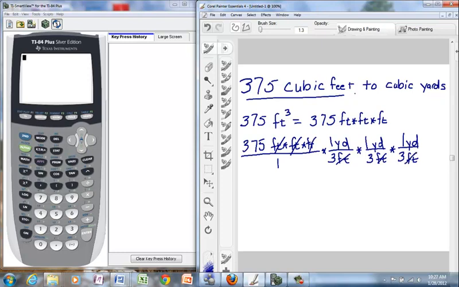Now I have yards times yards times yards, which is what I was trying to get to. That's cubic yards. So my arithmetic is 375 times 1 times 1 times 1 over 1 times 3 times 3 times 3. And my final result is yards times yards times yards for units.